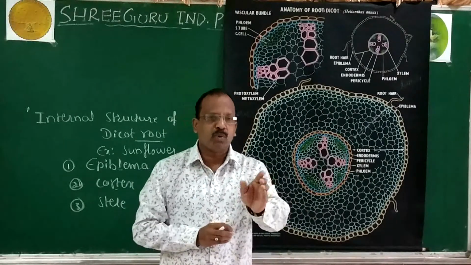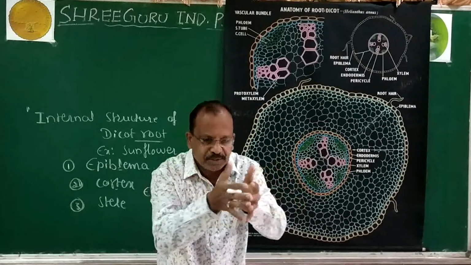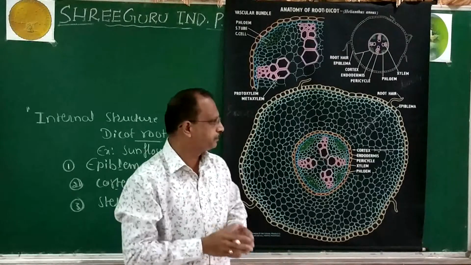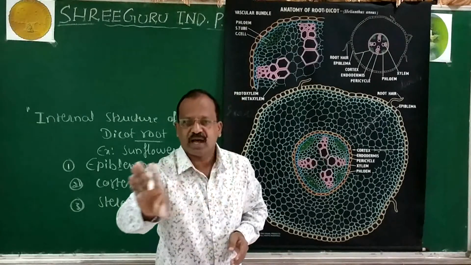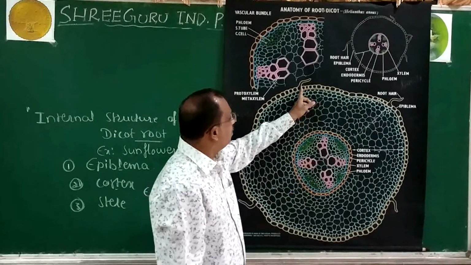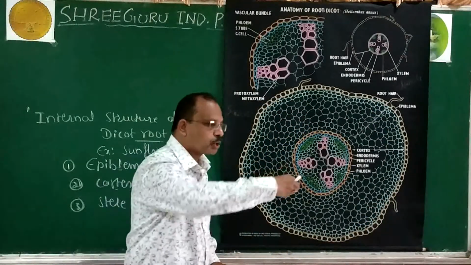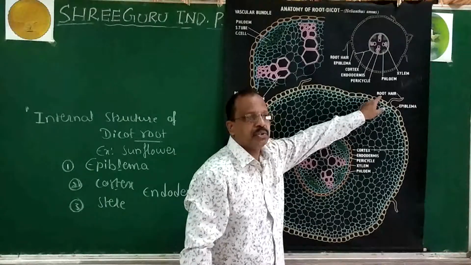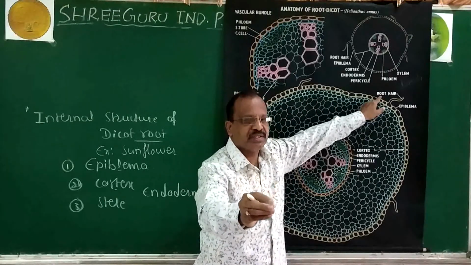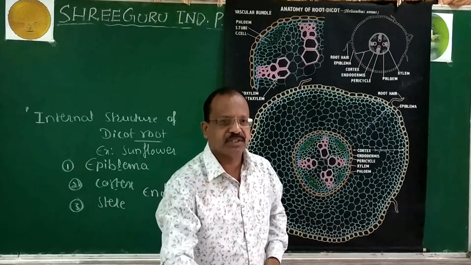Epiblema is the outermost layer, made up of barrel-shaped cells. Cells are tightly arranged without any intercellular space. Cuticle and stomata are absent. Please remember, cuticle and stomata are absent. But some of the Epiblema cells are drawn into unicellular root hair. It absorbs water and mineral salts from the soil.